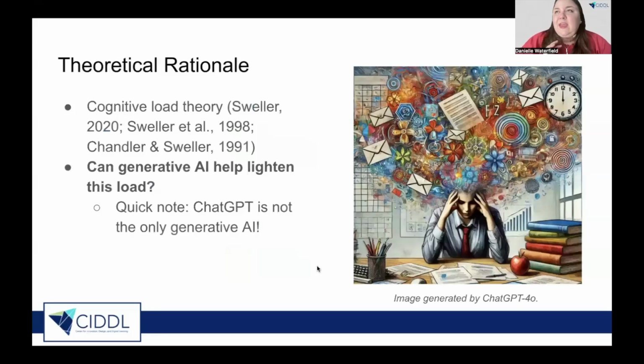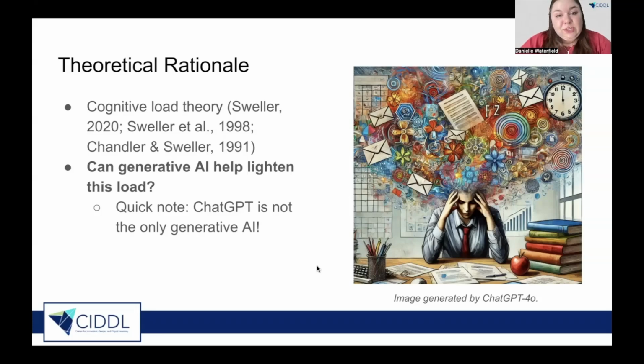And so, thinking about the theoretical components of this, cognitive load theory was centered in this particular study. But it basically just talks about if you have a lot of tasks, you might get overwhelmed, you might not have the knowledge or the skills that you might need to adequately perform those things. And it just might be too much for you to do. So, can generative AI help lighten this load? That's what we were really interested in investigating.